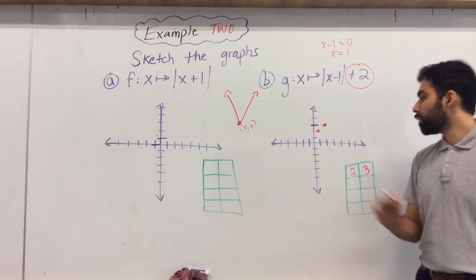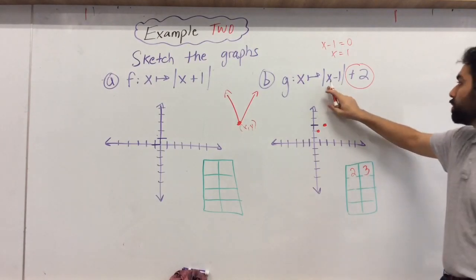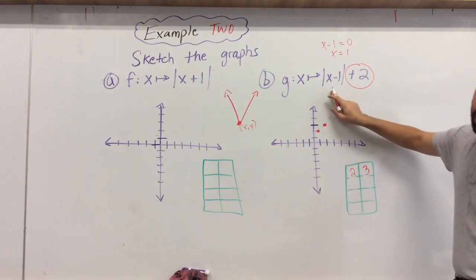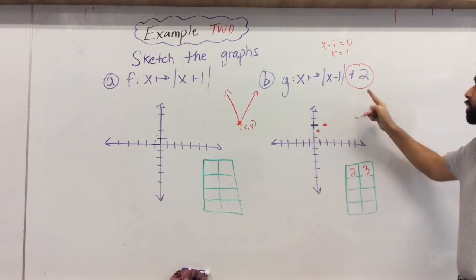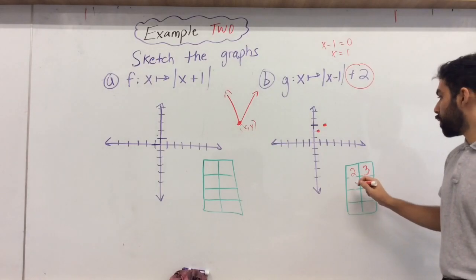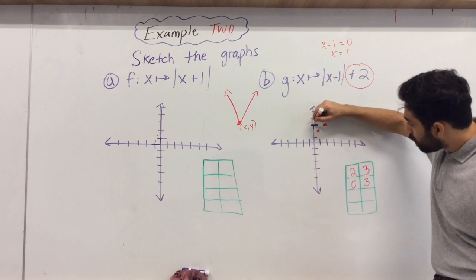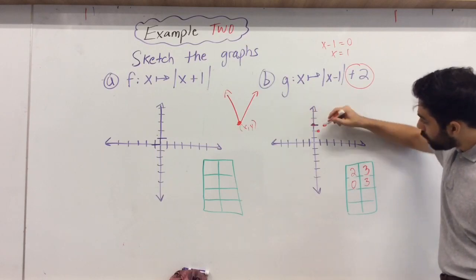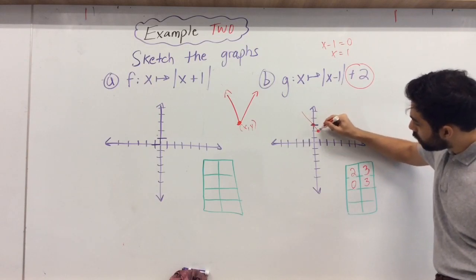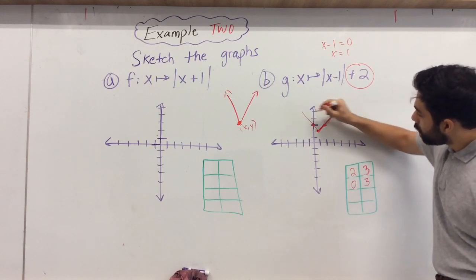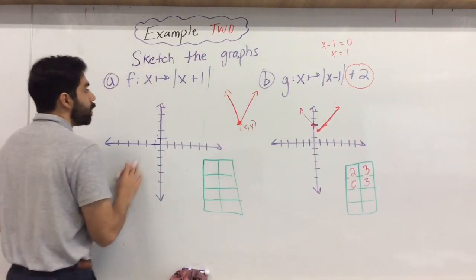And let's go with something on the left. Let's say 0. Okay, what if I plug in 0? 0 minus 1 is minus 1, but the absolute value of minus 1 is 1, and 1 plus 2 is 3. So when I plug in 0, I end up getting 3. And as you can see, when you're sketching this, again, you need at least 3 points. It makes your V shape. Okay? Let's go to this one.